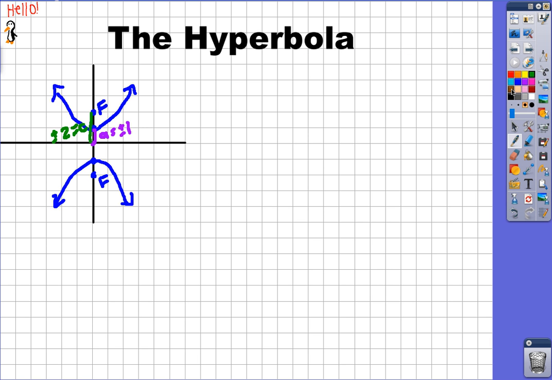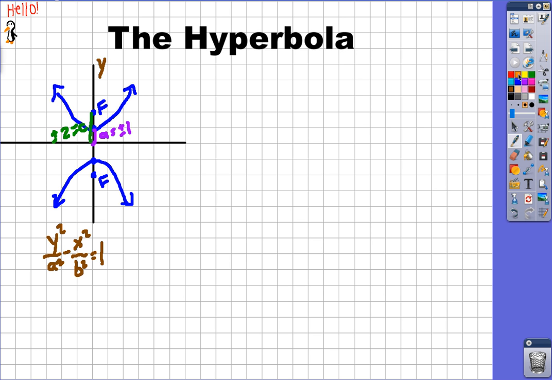The next thing we have to determine is which equation we are going to use. Notice our transverse axis orientation is vertical this time, which means it's parallel to the y-axis. Being parallel to the y-axis lets us know that we're going to have the y-squared term first over a squared, minus the x-squared term over b squared, and that's going to equal 1. There's our general form of the equation.